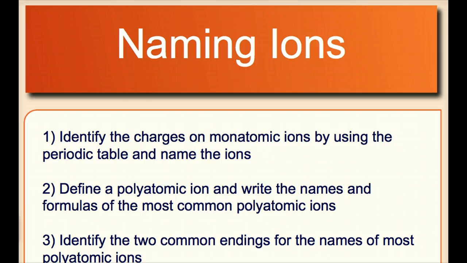We're going to just hit a couple main points, and I'm going to introduce polyatomic ions to you. First we're going to identify the charges on monatomic ions by using the periodic table and naming the ions. We are also going to define what a polyatomic ion is, write their names and formulas for the most common polyatomic ions. Then we'll identify the two common endings for the names of most polyatomic ions.